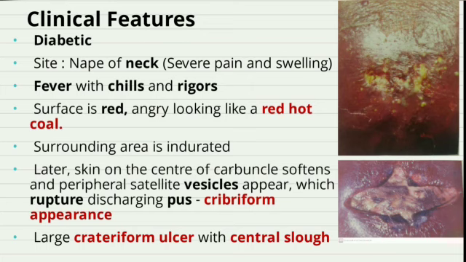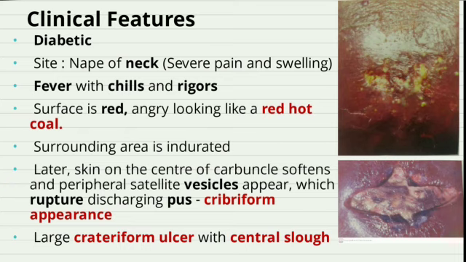Now, clinical features. So the patient will most probably be diabetic, and the common site is nape of neck. So the patient will present with severe pain and swelling in the nape of neck, followed by the back and the shoulder region. So why these areas? Because the skin is coarse and there is very poor vascularity. So nape of neck is the main common site. Other features are fever with chills and rigors, and the surface will look red, angry, looking like a red hot coal. It's an important point. Red hot coal like appearance. And the surrounding area is indurated. Indurated meaning thickened or hardened.